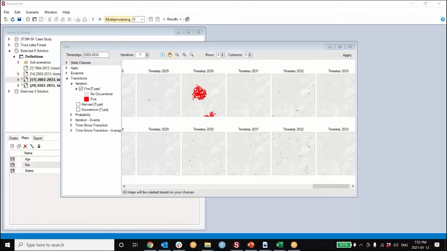Any ideas? I'm trying to see if I can see people's faces or not. Where did everybody go? There they are. Anybody?